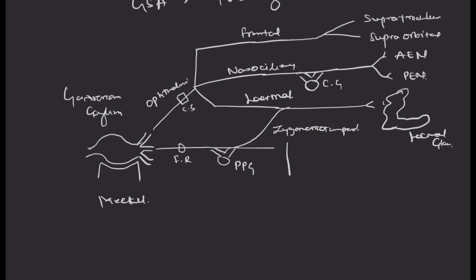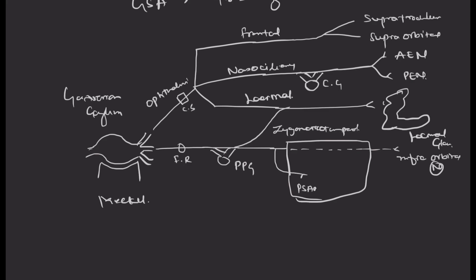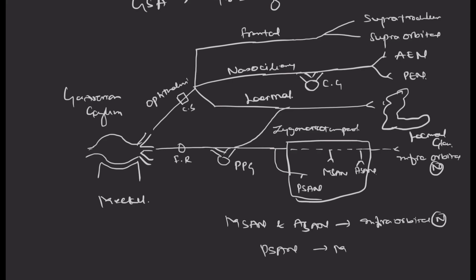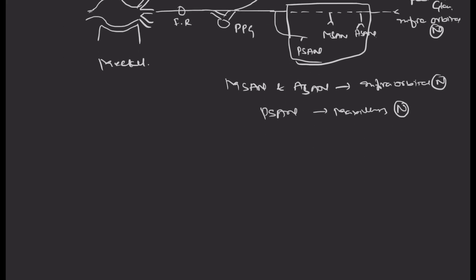This maxillary nerve continues into the maxilla. It enters the maxilla and becomes the infraorbital nerve. Before entering the maxilla, it gives a branch called the posterior superior alveolar nerve. The middle superior alveolar nerve and the anterior superior alveolar nerve are branches of the infraorbital nerve, while the posterior superior alveolar nerve is a branch from what? It is a branch from the maxillary nerve.